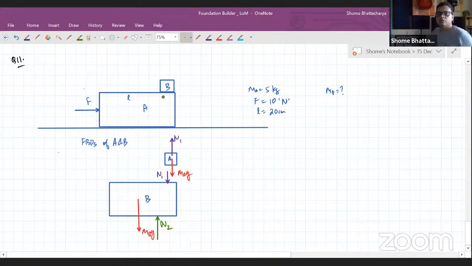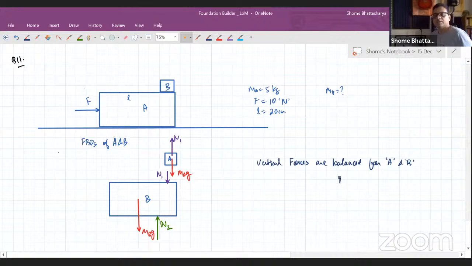So these are all vertical forces and they are balancing. You can see that vertical forces are balanced for both the blocks, for A and B both. So the normal reaction acting on A is balancing A's weight, and the normal reaction acting on B is balancing N1 plus its weight. So balancing the combined weight.